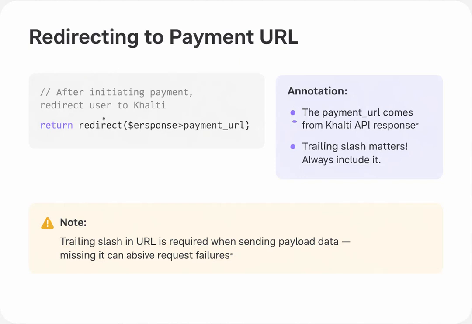Before the callback, we need to actually send the user to Calty. After we get the response from Calty's initiation API, the response contains a payment URL. We redirect the user to that payment URL. One thing to be very careful about here, the trailing slash at the end of the URL matters. When we're sending payload data along with the request, that trailing slash must be present. Leaving it out can cause the request to fail in unexpected ways. It's a small detail, but it can cost you a lot of debugging time.